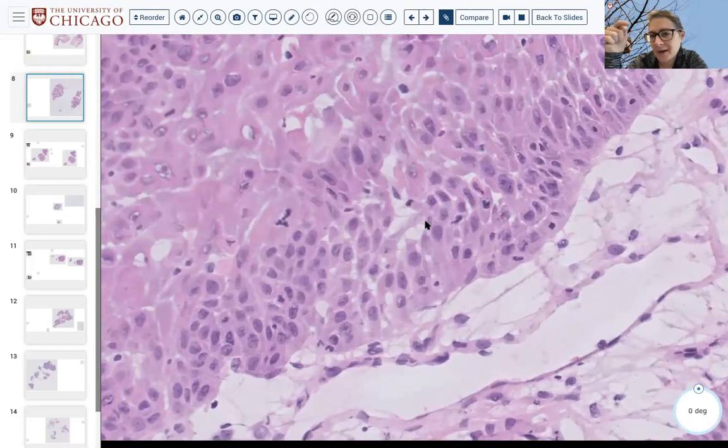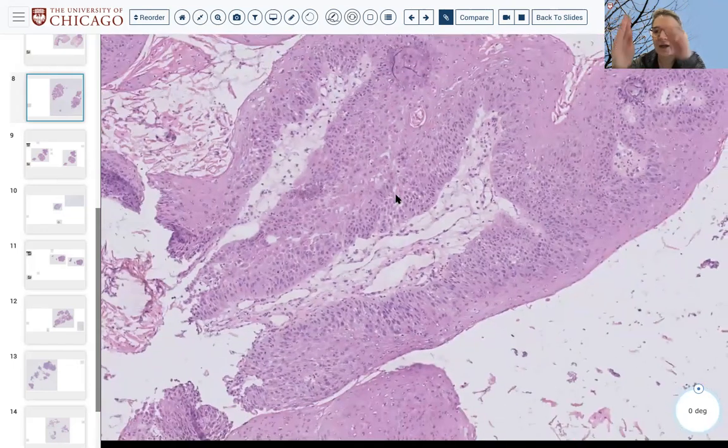Is this something, right? Is this high-grade dysplasia? Is this potentially carcinoma or carcinoma in situ? When you're doing a frozen, sometimes you have to have broad strokes, right? Is this good or bad? Is this nothing or something? Is this high grade or not high grade?